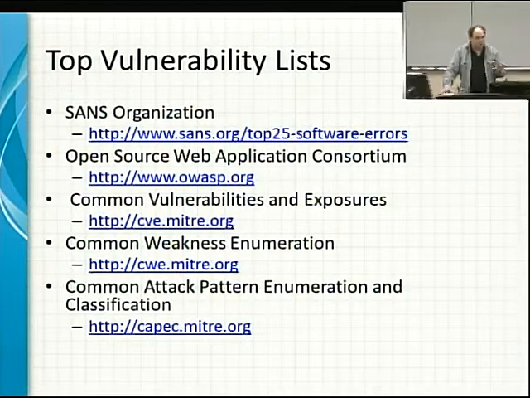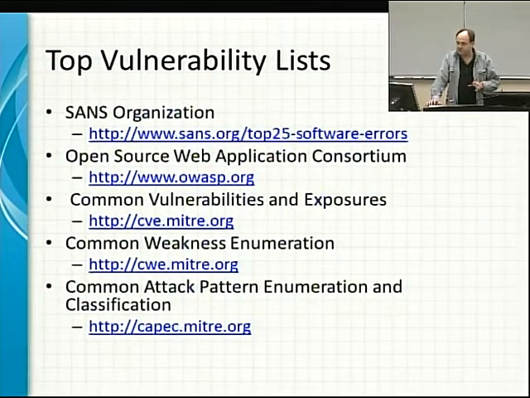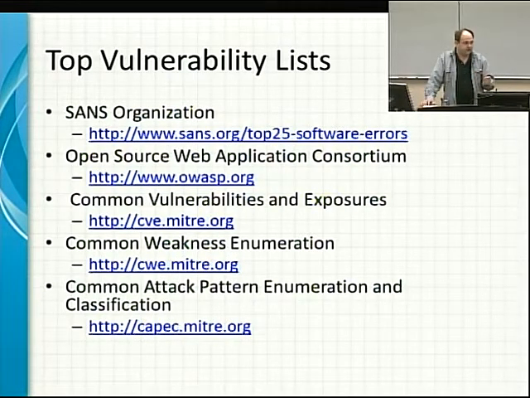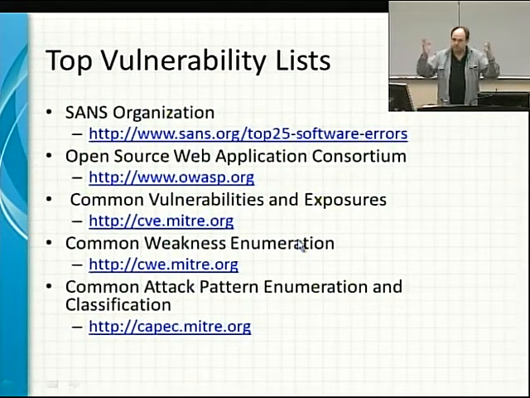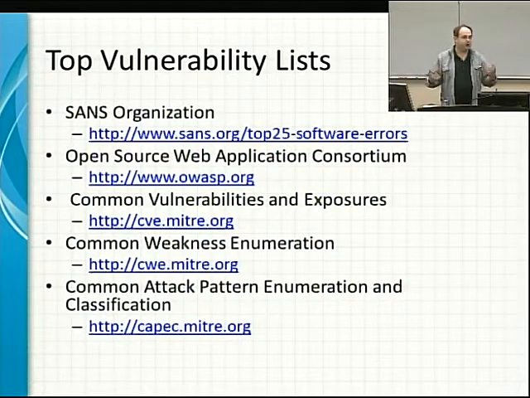Now, there are several top vulnerability lists out there on the internet that you can look at. The SANS organization maintains their top 25 software errors. Open Source Web Application Consortium has web-specific vulnerabilities. There's the Common Vulnerability and Exposure Database maintained by MITRE along with the Common Weakness Enumeration. Both of these at MITRE maintain information about vulnerabilities we've seen in the wild.